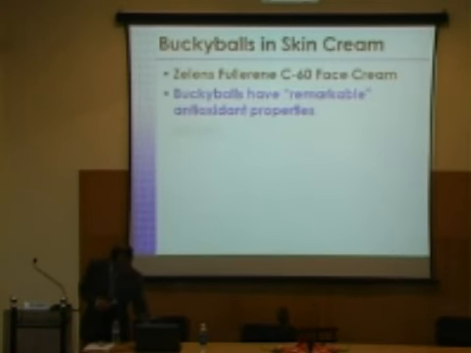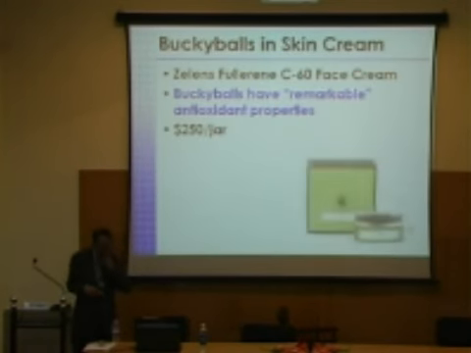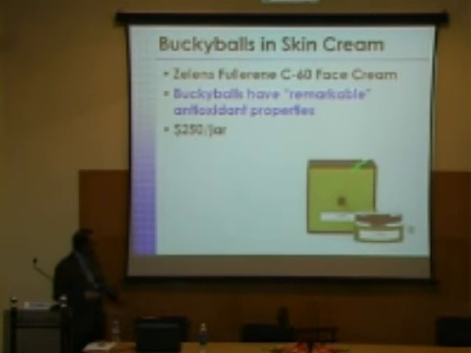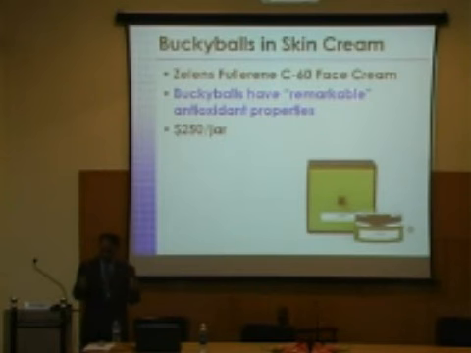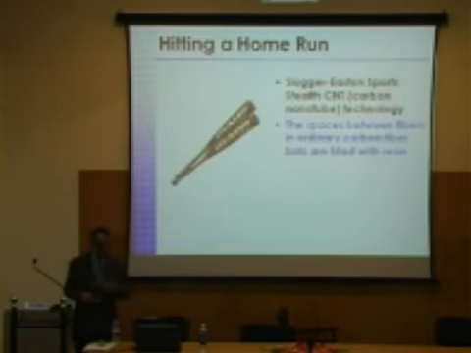And Buckyballs, these are all the Fullerene C60 face cream. You can buy that small jar for $250. They say that that has some kind of a reverse aging effect. I don't believe that, but there are some people who are willing to put that money because anytime they see a nano, they are so fascinated by that. But they do have some antioxidant properties.